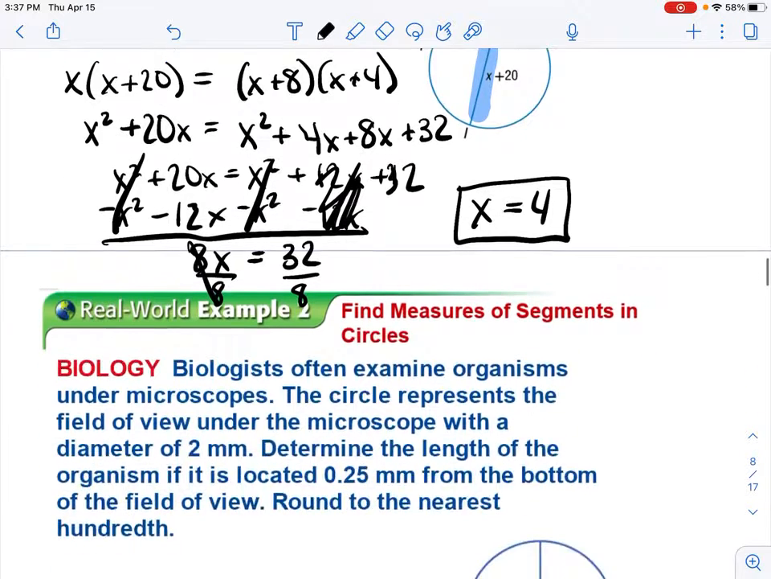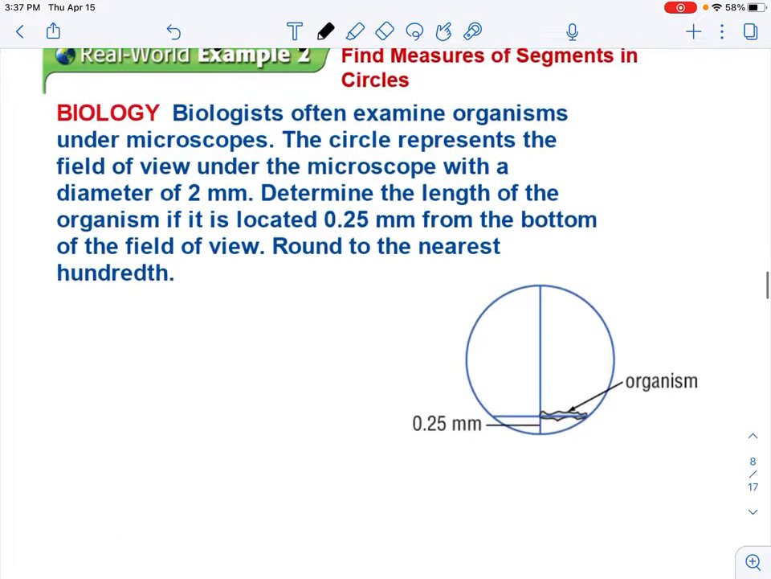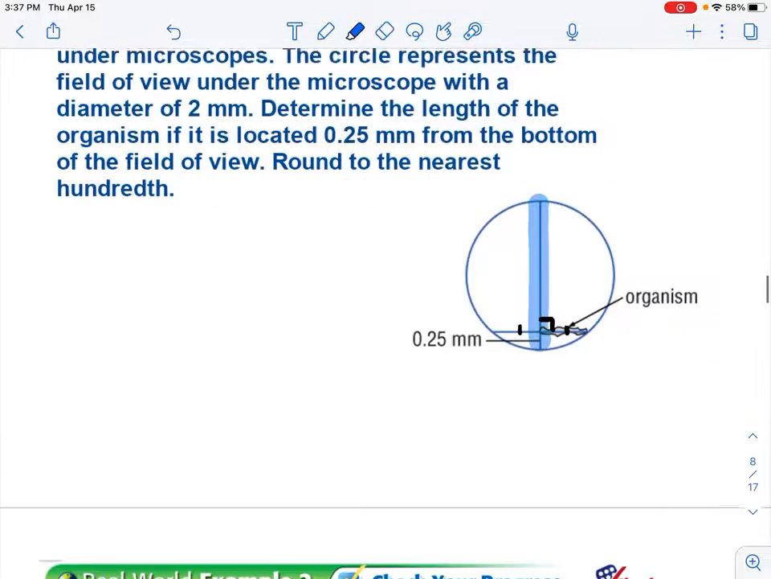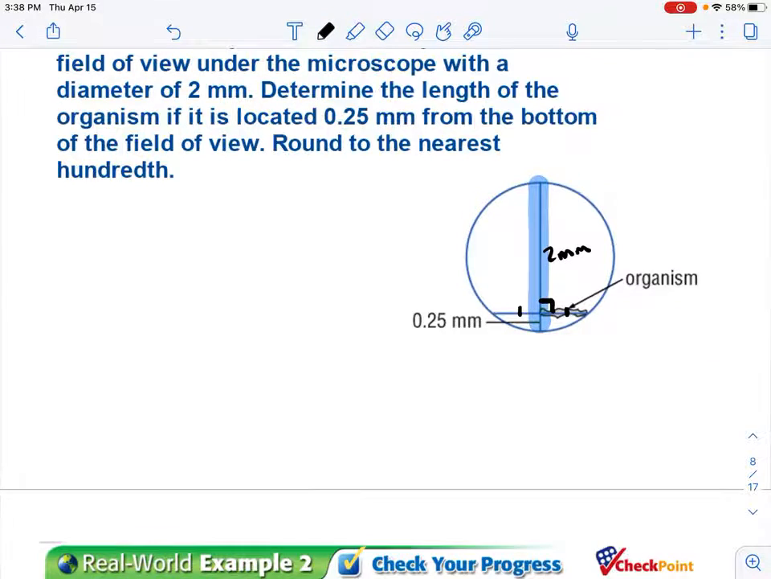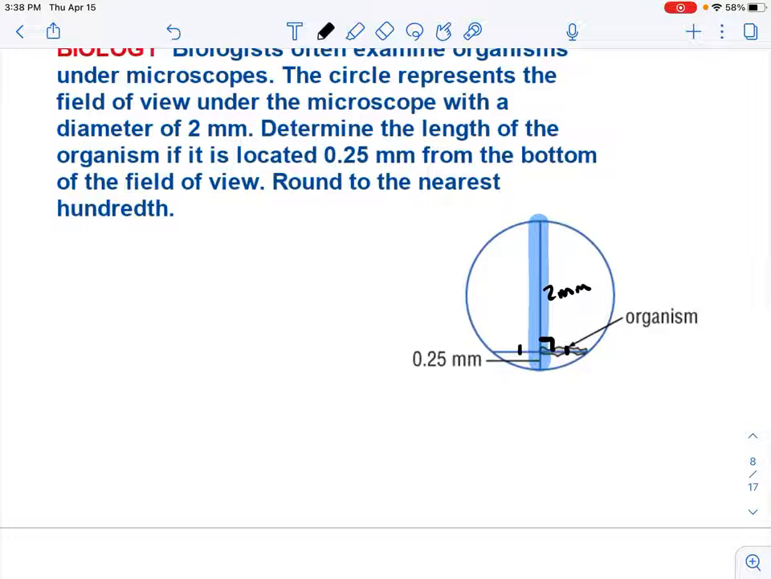Now this next problem is a story problem. The next two actually are. Kind of have to assume a few things are happening. We can either assume that this is a right angle here, or we can assume that these are congruent. You'll see what I mean in a minute. So biologists often examine organisms under microscopes. The circle represents the field of view under the microscope with a diameter of 2 millimeters. So I'll write that in. Determine the length of the organism if it is located 0.25 millimeters from the bottom of the field of view, round to the nearest hundredth.